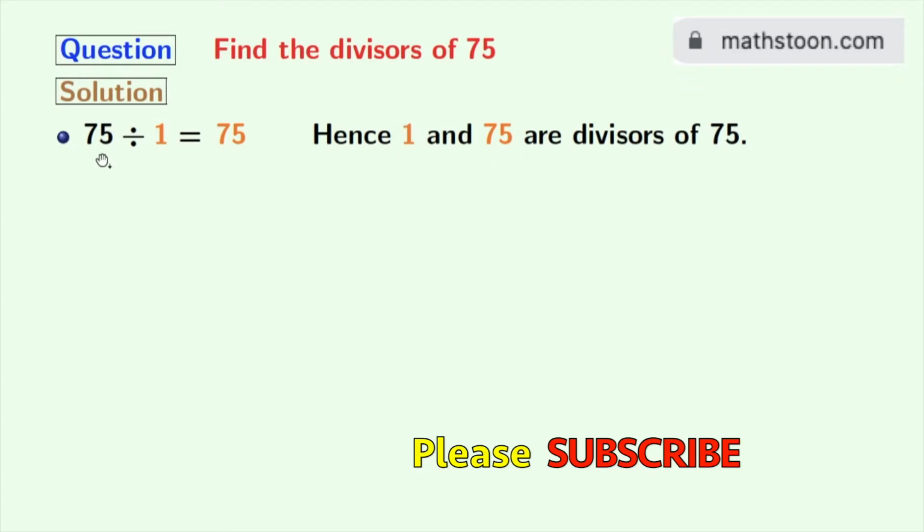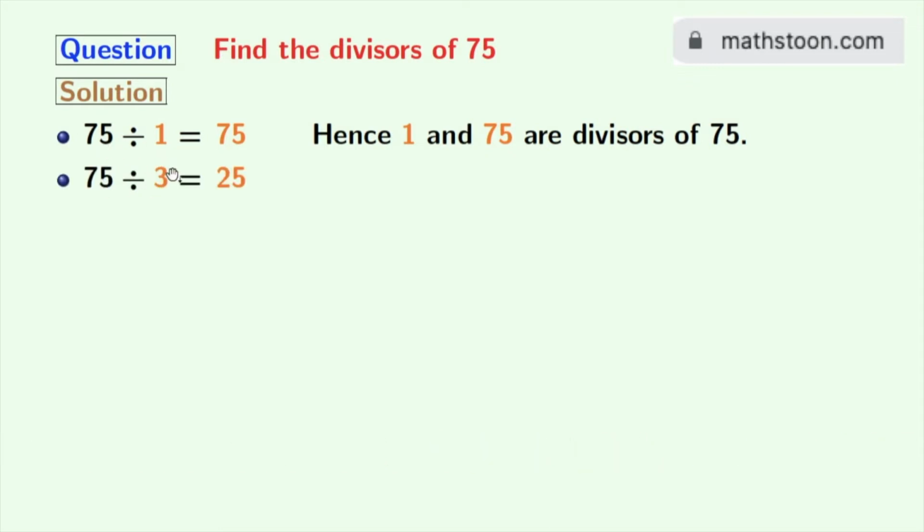Next, number 2 does not divide this number as this is an odd number. So we will try for 3, and 75 divided by 3 is 25. Hence, 3 and 25 are the divisors of 75.